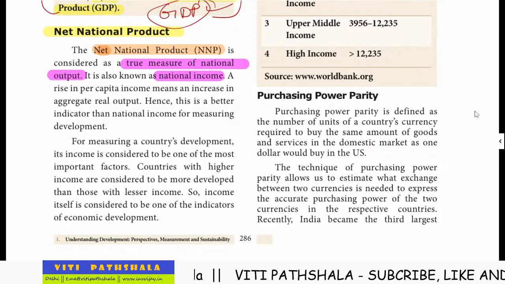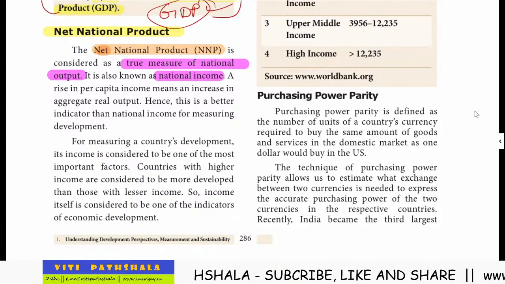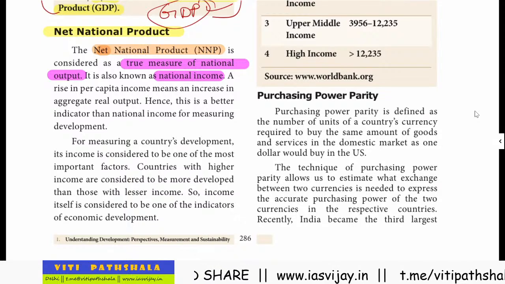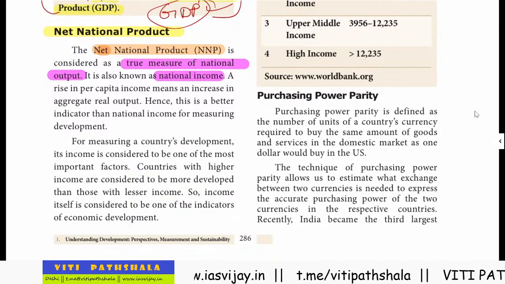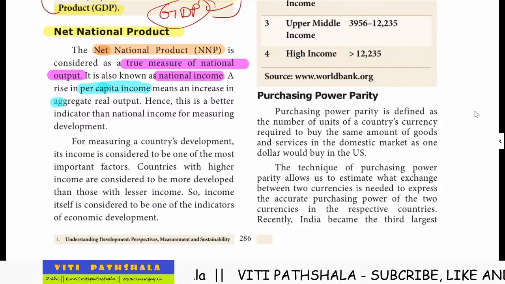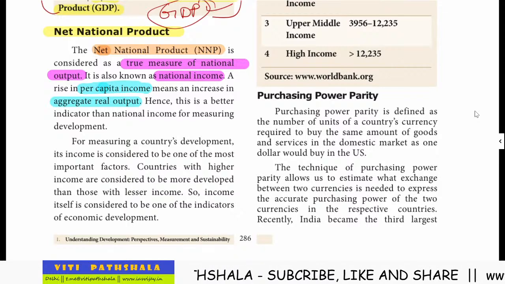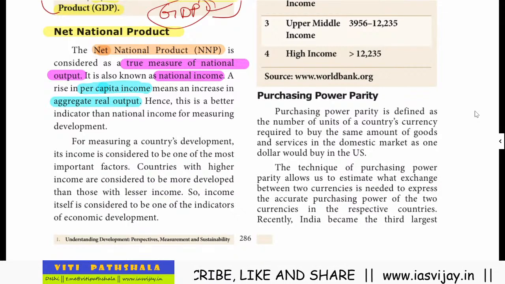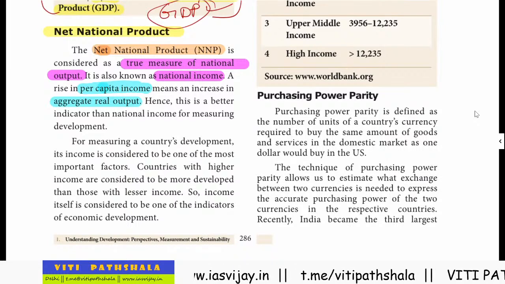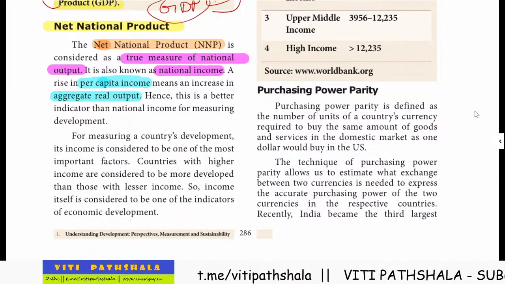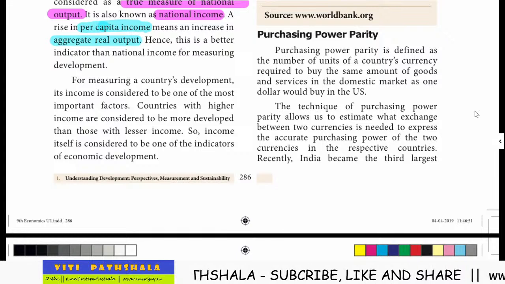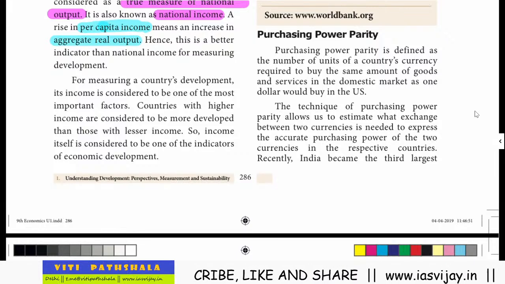Now, a rise in the per capita income means a rise in the aggregate real output. So as soon as your per capita income increases, it means that there is an increase in the aggregate real output also. Hence this is a better indicator than the national income for measuring development. Now, for measuring a country's development, its income is considered to be one of the most important factors.